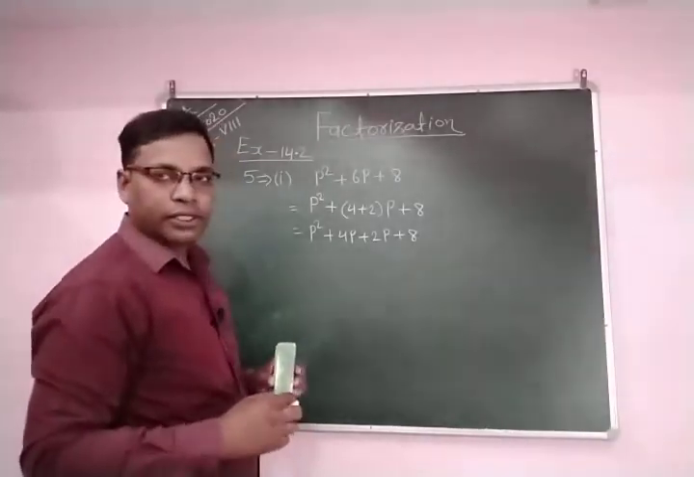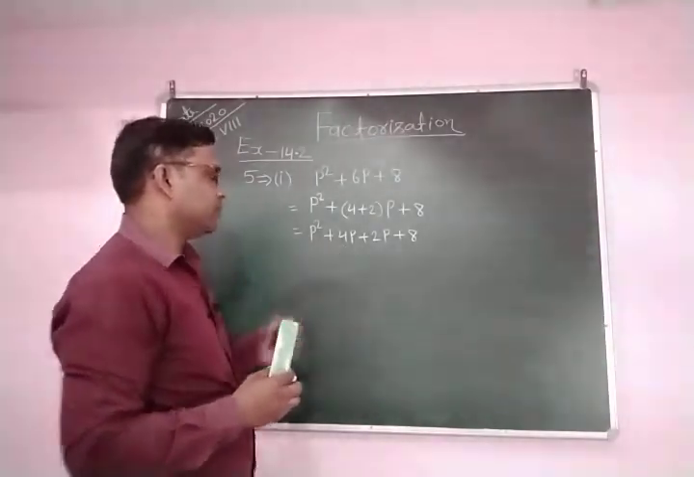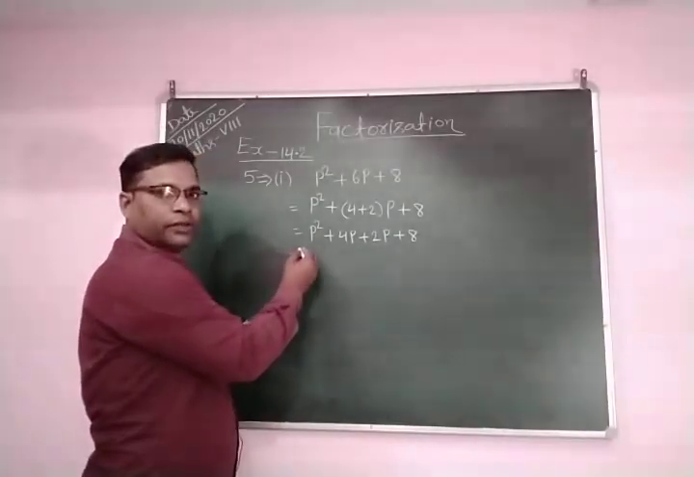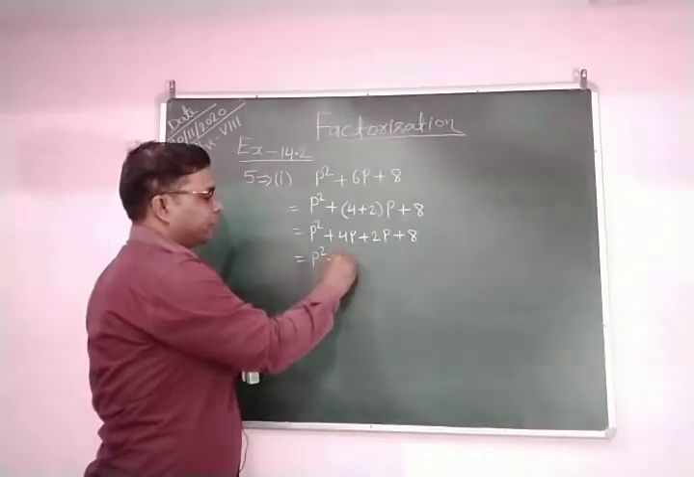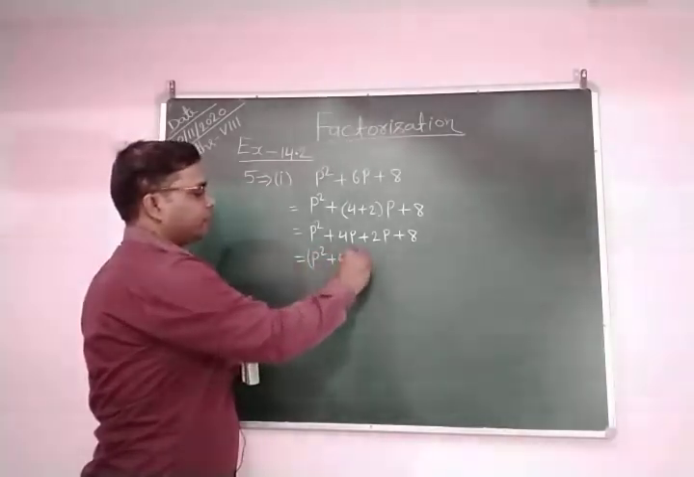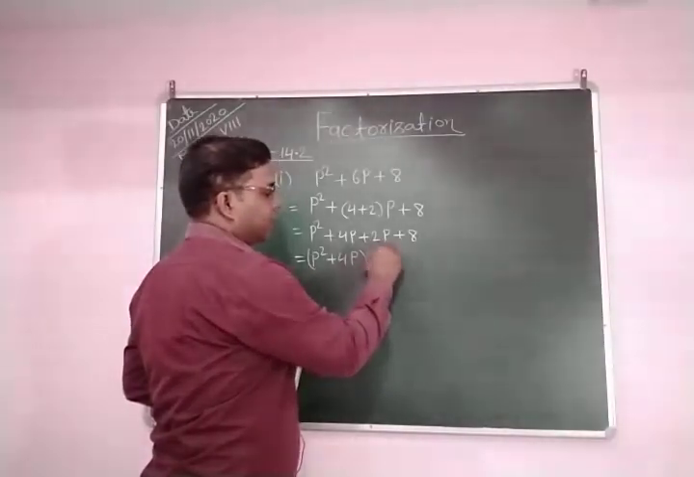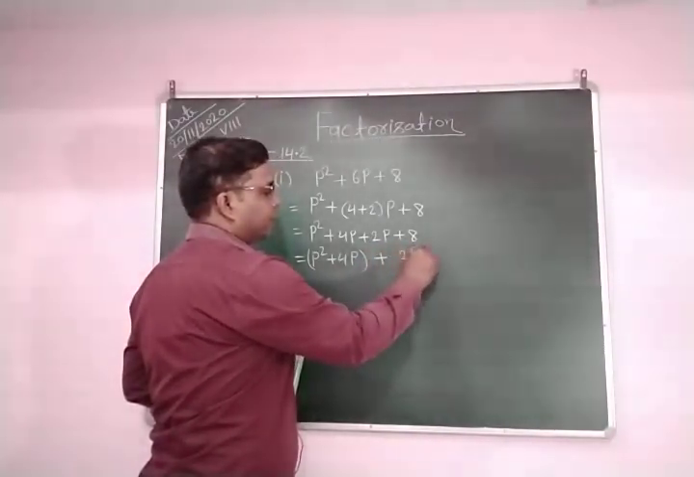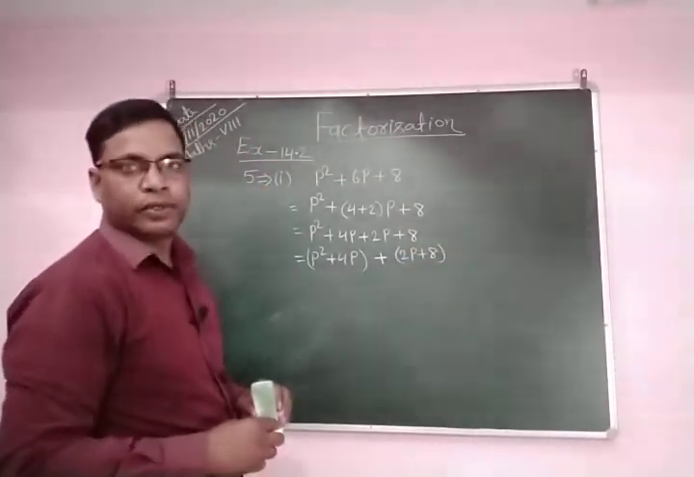After this we do grouping; we make it into two groups. What are the groups? We can write here p square plus 4p. This is the first group. Clear? Now again, 2p plus 8. This is the second group.